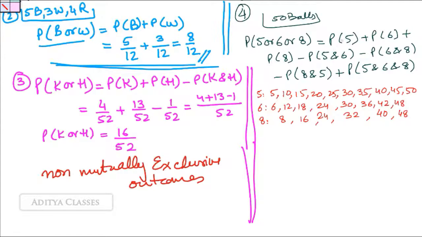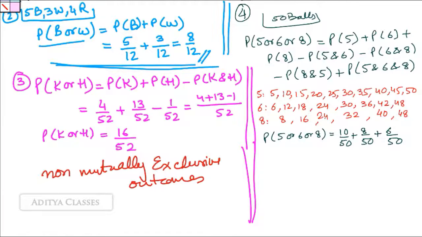Now what do we need? Probability of 5 or 6 or 8 is equal to probability of 5. How many numbers are divisible by 5? 1, 2, 3, 4, 5, 6, 7, 8, 9 and 10. So probability of 5 would be 10 out of 50. Probability of 6 would be 1, 2, 3, 4, 5, 6, 7 and 8, so 8 out of 50. Next one would be 1, 2, 3, 4, 5, 6, so 6 out of 50. These are P5, P6 and probability of 8.